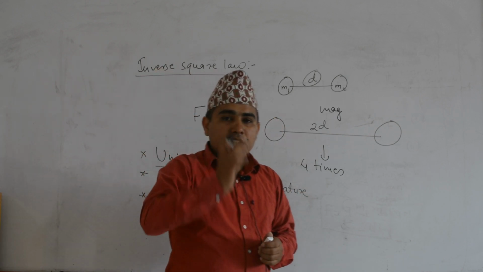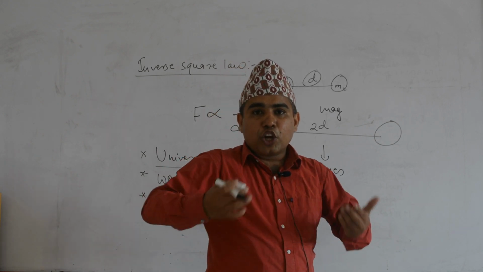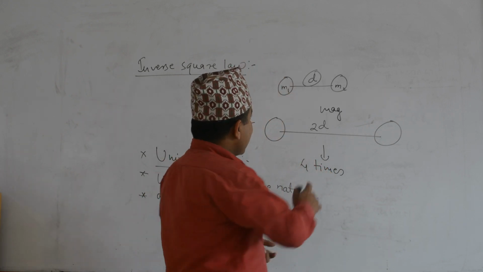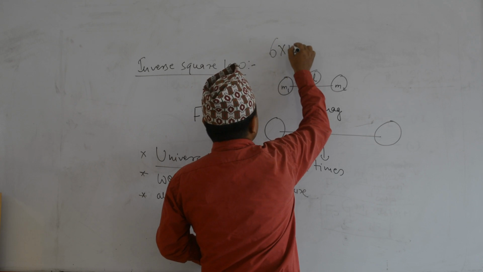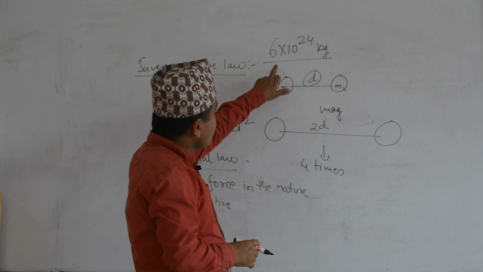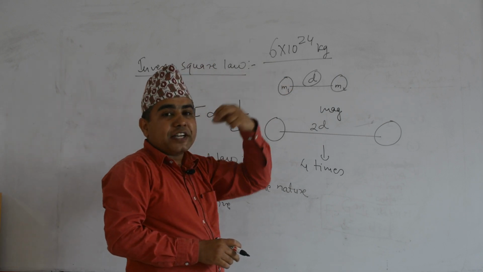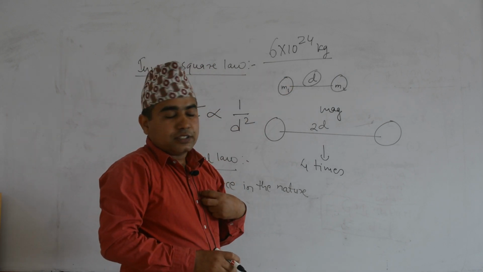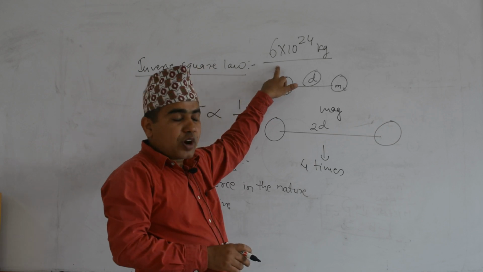If you want to test the effect of gravity, you can feel your weight. The mass of the earth is 6 into 10 to the power 24 kg. This is a huge mass. So this huge mass has produced the effect of weight in our body.